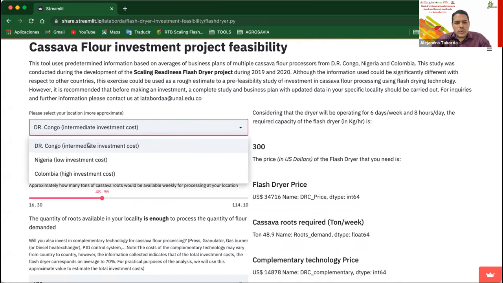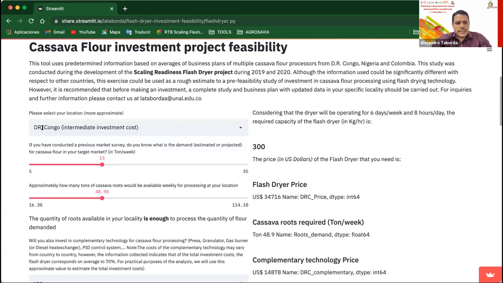So I will explain this exercise. First of all, we have information just from three countries: Congo, Nigeria, and Colombia. We found that if we compare these three scenarios, DR Congo has an intermediate investment cost. Nigeria has a lower investment cost compared to DR Congo, and Colombia is really high compared to Nigeria and DR Congo. So for this exercise, we use Congo as an example.